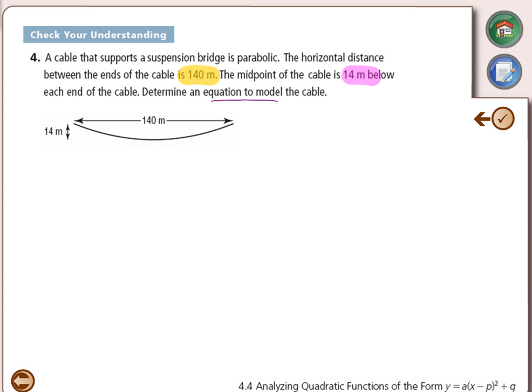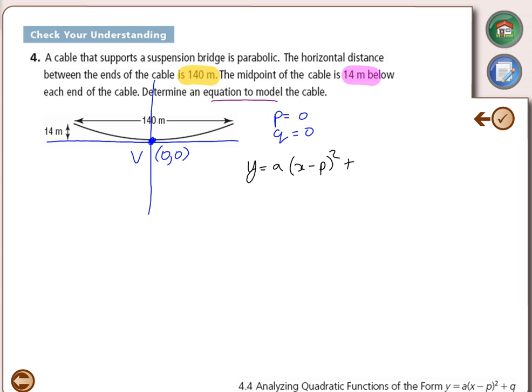My recommendation for something like this is to make it easy. Put the vertex at the origin, because then you know P is equal to 0 and Q is equal to 0. That's your vertex. It's going to make the math a lot easier all the way along. So now we're starting with the equation y equals a x minus p squared plus q, and we plug in zeros for the p and the q. Y equals a x minus 0 squared plus 0. Y equals a x squared. That's a lot easier to work with.